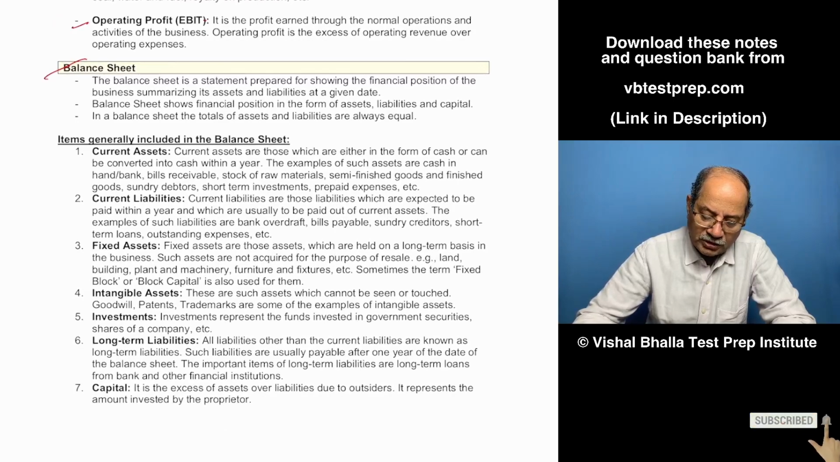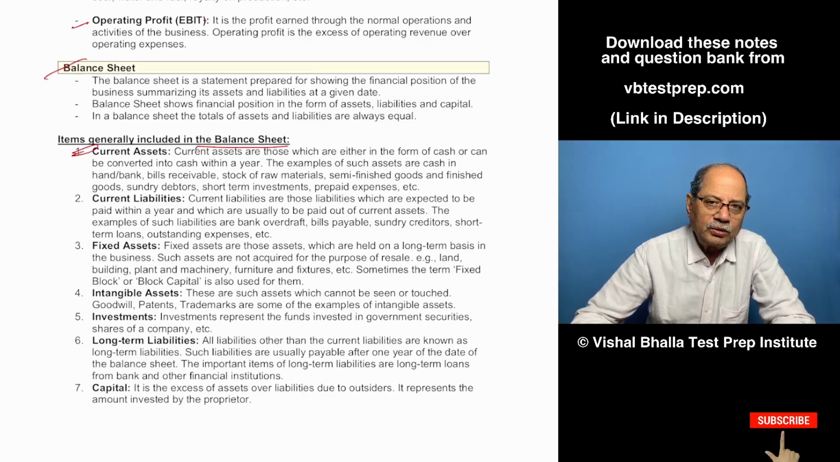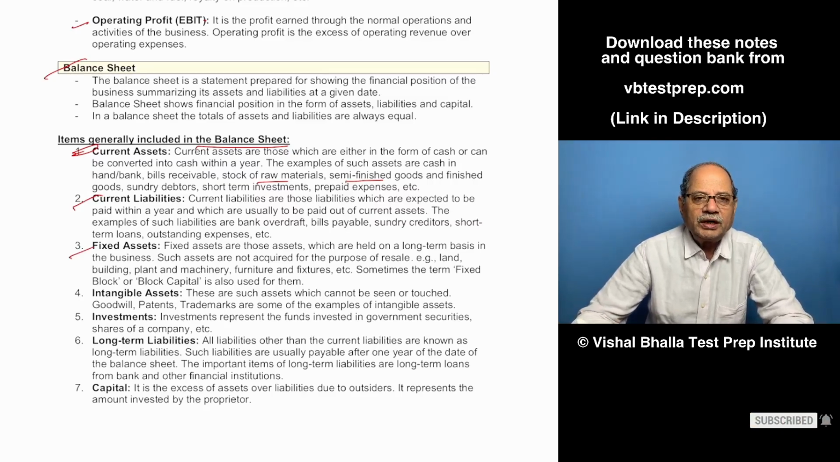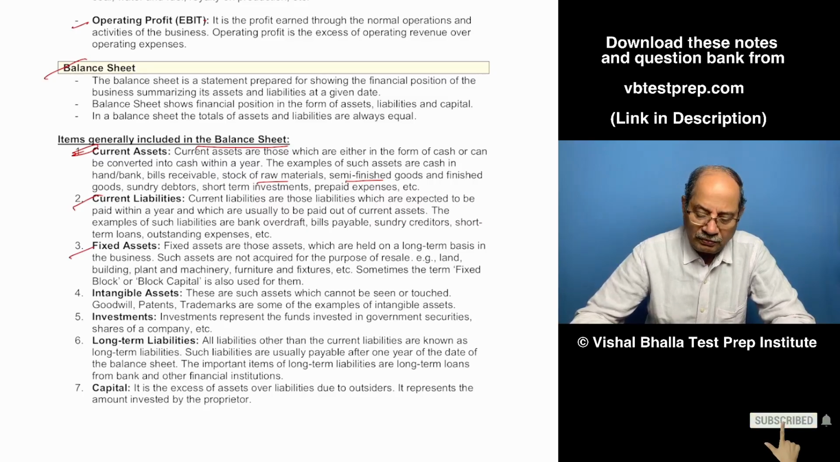Now, what is shown in the balance sheet? Current assets are those assets which are to be converted into cash or can be liquidated within a period of 12 months, such as cash in hand, bills receivable, stock of raw materials, semi-finished goods. Then current liabilities are those liabilities which are to be paid off within a period of 1 year, meaning 12 months. Assets are also classified: fixed assets remain with the business for a longer period and are acquired not for sale purposes. Intangible assets are those which cannot be seen or touched. They can simply be felt, like goodwill, patents, trademarks.